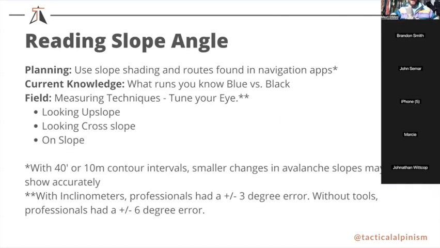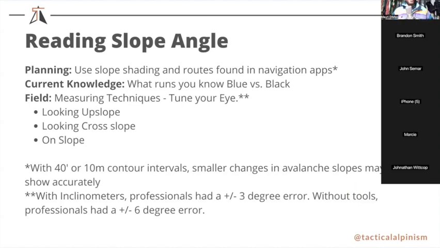So, reading slope angle. There's a few ways to do it. First is before you go, when you're planning, you use the slope shading apps and tools that you find in navigation apps, for example CalTopo, or you might have seen advertisements for Onyx. All those apps, and I'll pull up some images a little bit later, show slope angle shading.